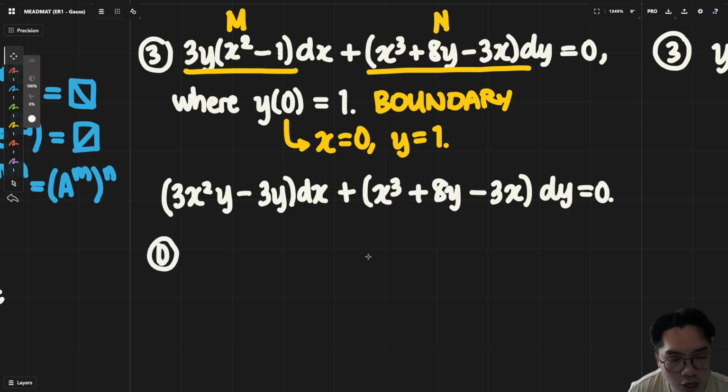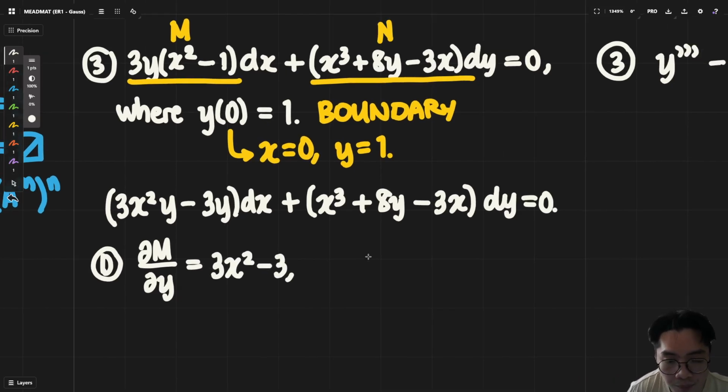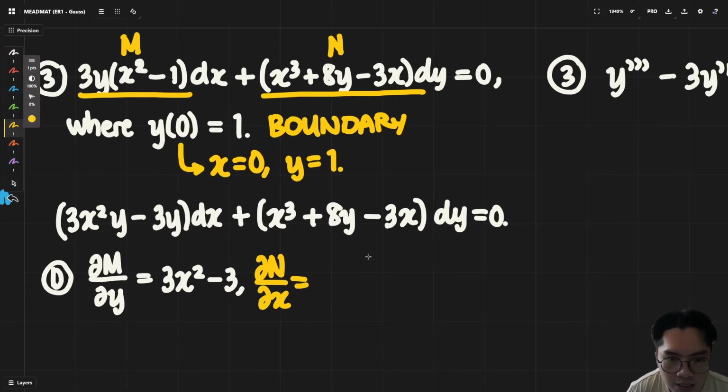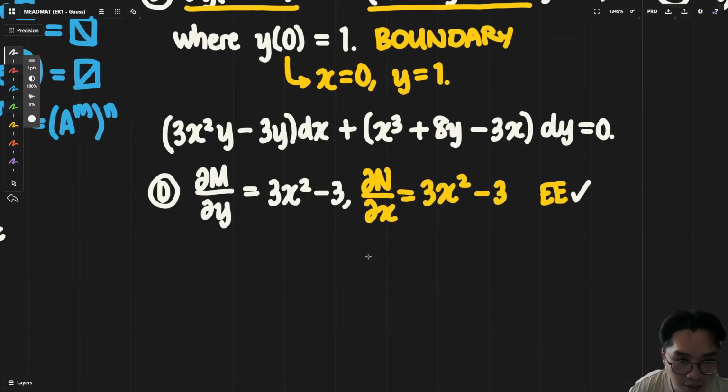So let's begin. Let's check this, right? Partial m over partial y will give us the derivative of this with respect to y. Everything just has a y, so it's 3x squared minus 3. On the other hand, your partial n over partial x will be 3x squared. This one gets cancelled, and then this one here removes its x, and now you will see that they are indeed identical. So now I will choose which one I want to integrate.